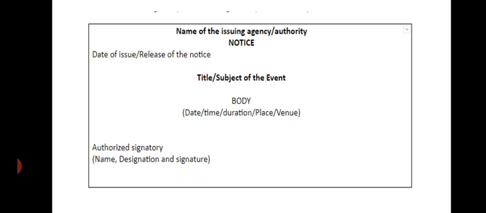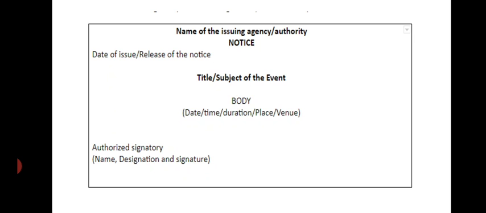Next is your title, the subject of the event. For example, if you are writing as a sports captain and some sports activity is going to be held in the school, you can write it like this also. The heading can be like this: attention, attention, sports day celebration, whatever it is. The heading should be catchy.